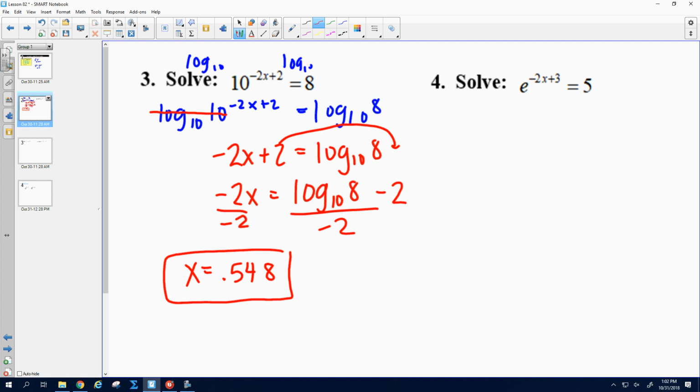All right, you guys, go ahead and write down number 4. So this time we have e to the negative 2x plus 3 equals 5. e is still an exponential function, right? But what is e's inverse function? ln, or the natural log.